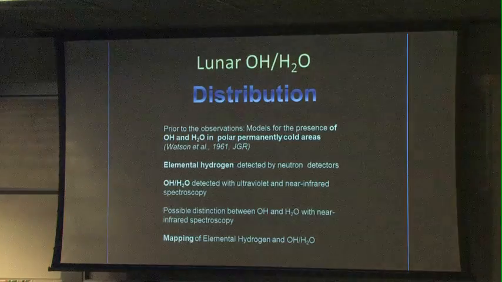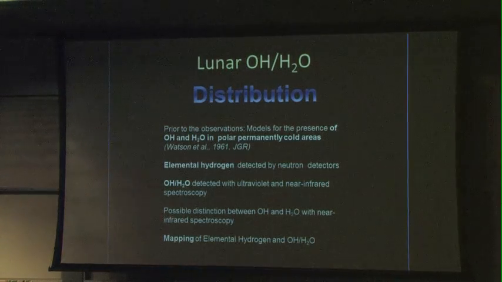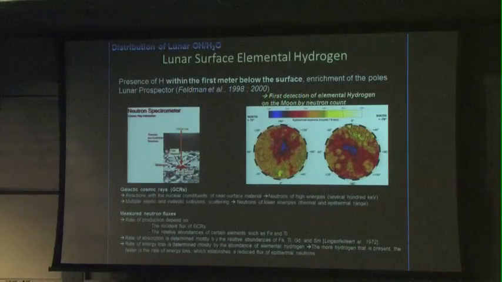Prior to the observations, there have been models for the presence of volatiles at the surface of the moon as early as 1961 by Watson et al. I'm going to present background information about elemental hydrogen, and then come to infrared spectroscopy and the distribution of OH and H2O, because I want to compare the two types of results. First, this is a background slide about neutron spectroscopy.